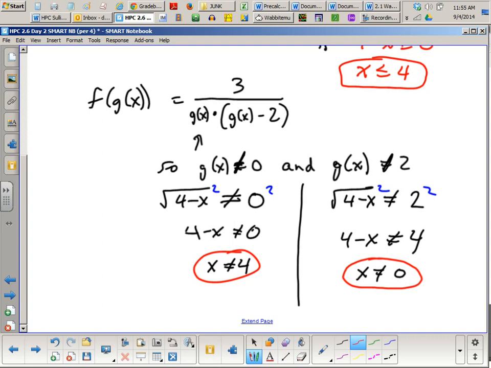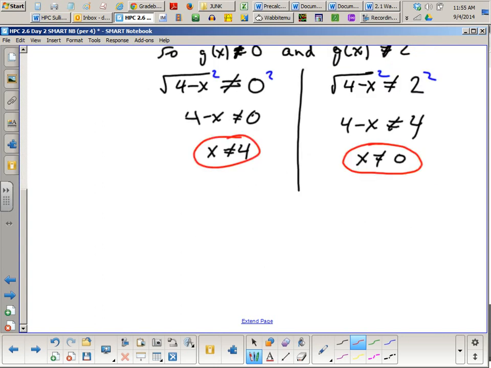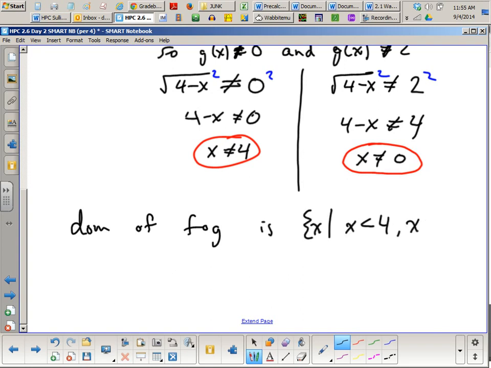Okay, so we have a little bit of a contradiction. In phase 1, we had decided that x can be only numbers less than or equal to 4. In phase 2, we said, no, x can't be 4, nor 0. So how do you combine the ideas that x is less than or equal to 4 and x is not 4? x is strictly less than 4. But we also have the rule that x can't be 0. So let's write our answer. Domain of f of g is all x's such that x is less than 4 but not 0.